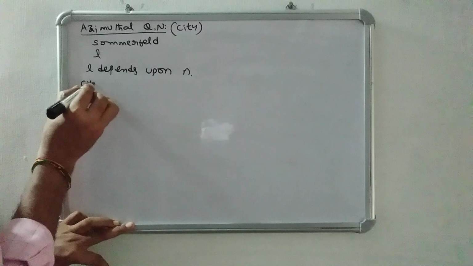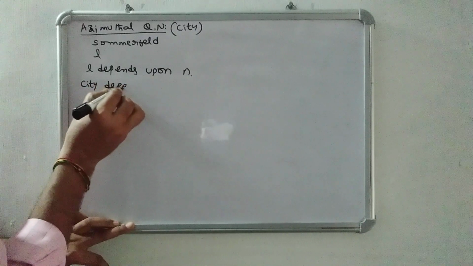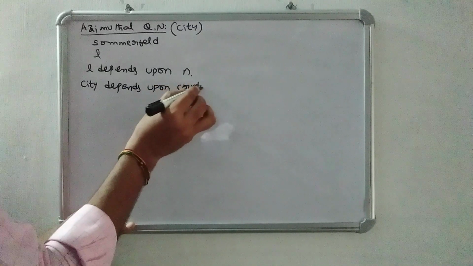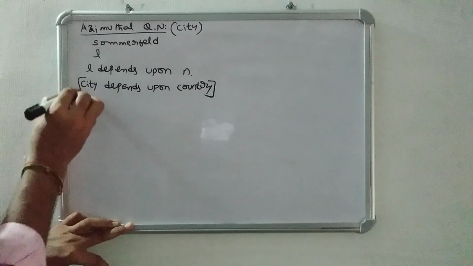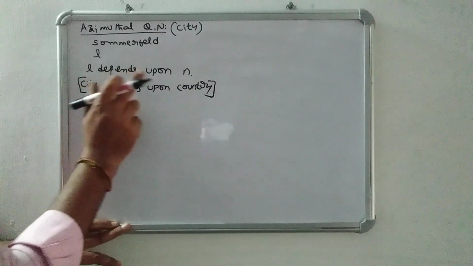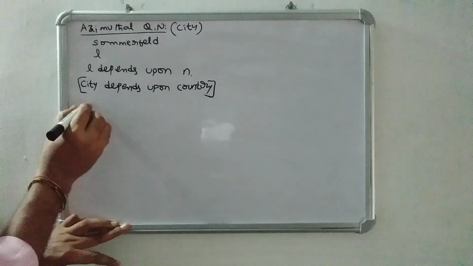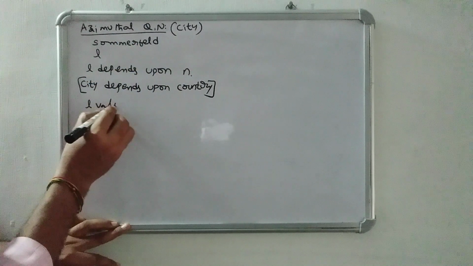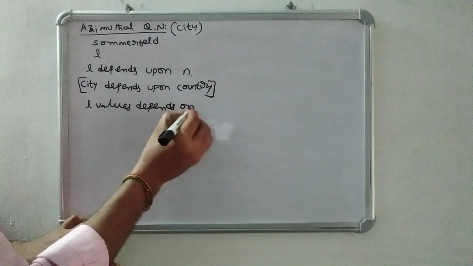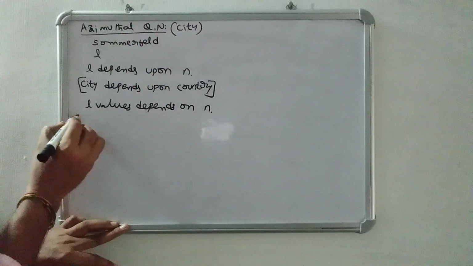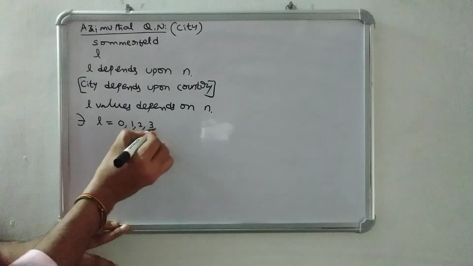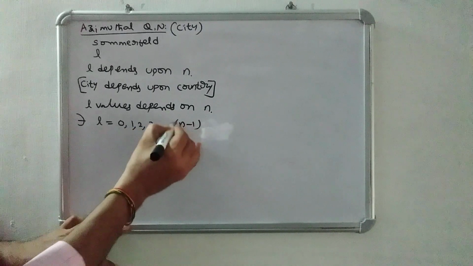Name of the city depends upon country. This is equivalent to our general example: the city depends on the country. In the same way, L depends on n. Therefore, L values depend on which quantum number? L is equal to 0, 1, 2, 3 and so on up to n minus 1.